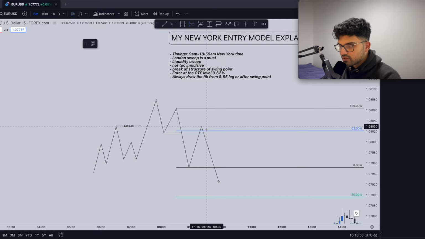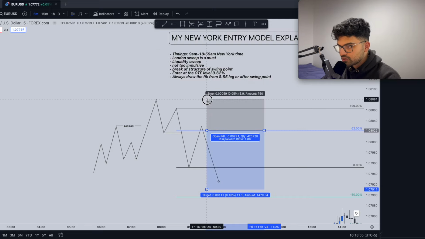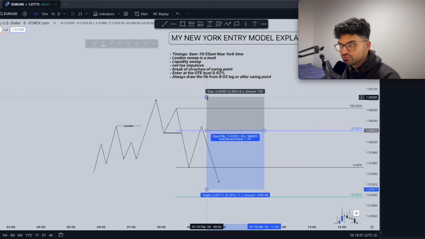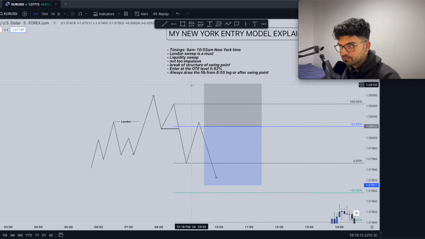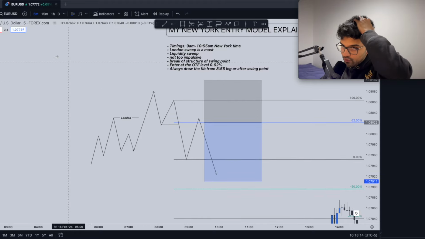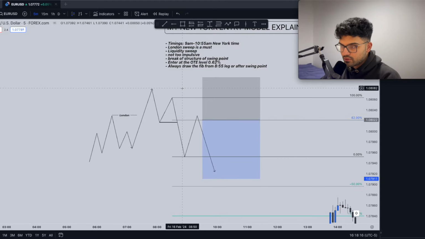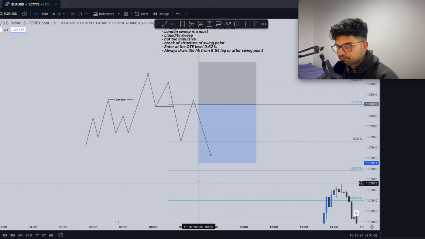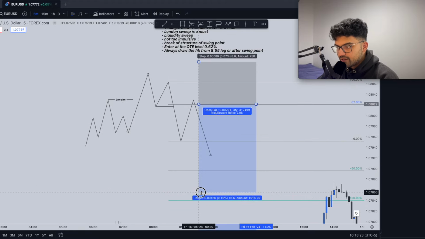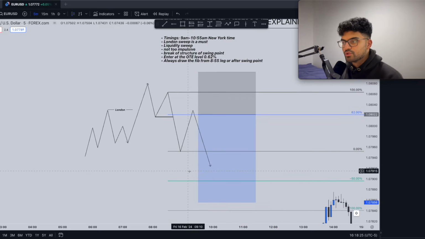And for our entries, it's very simple. Enter there, stop loss above this level, and I would recommend a minimum of 8 pips for a stop loss in the New York entry model for euro dollar. At least I haven't tested any other pairs out, but from what I've seen, 8 pips is good for EUR/USD. And then a simple 1 to 2 risk to reward works a lot of the time. So this is the entry model.